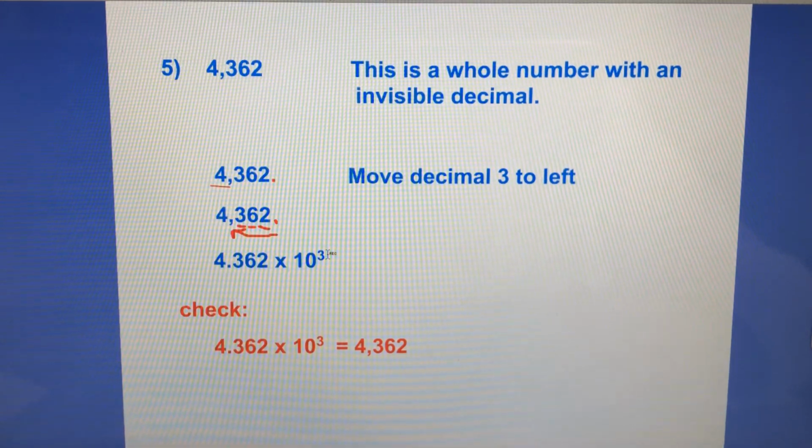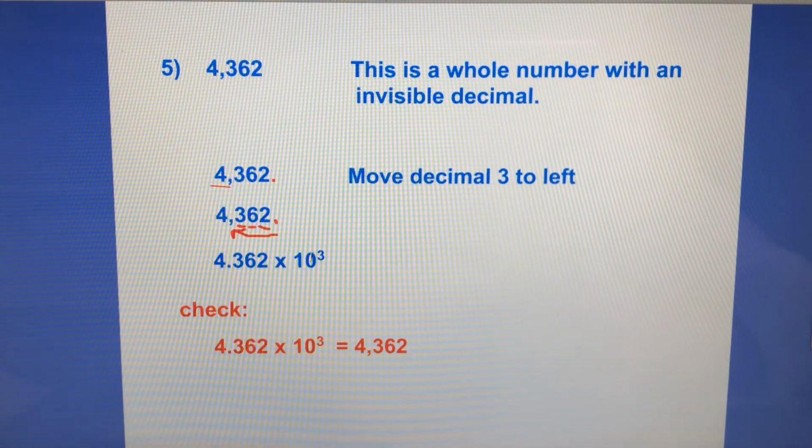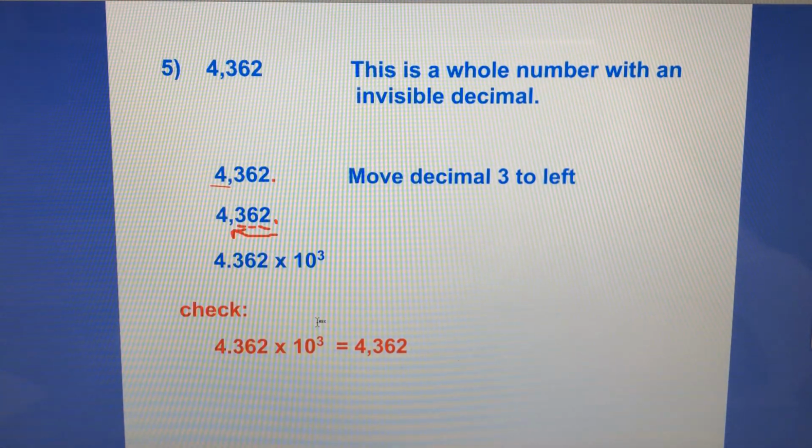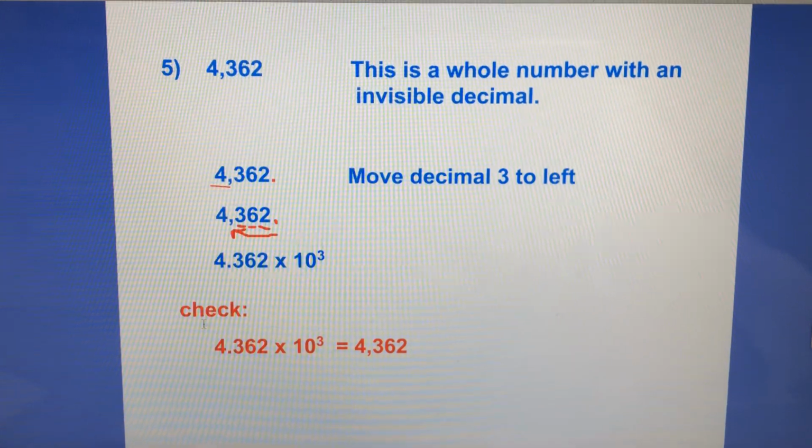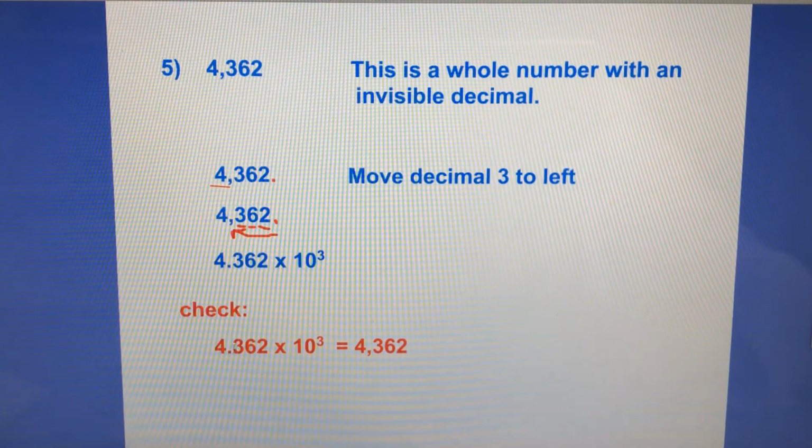Should it be a positive 3 or a negative 3? This is the big question. Well, you have to check your work to make sure you did it right. If I use a positive 3, that means move it 3 to the right. Do I get my original? Yes, I do. So I have it correct.